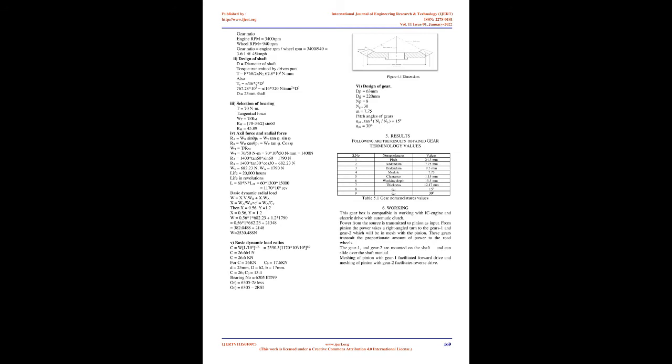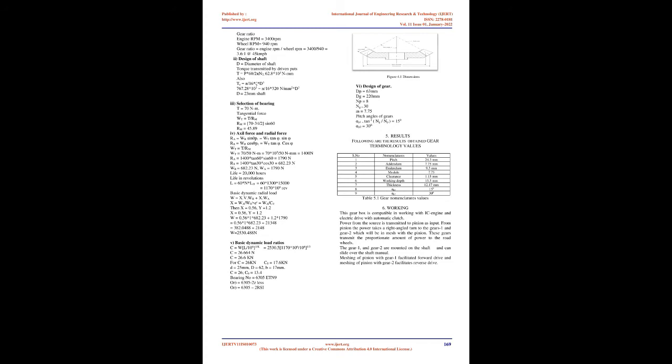2. Design of shaft. D equals diameter of shaft. Torque transmitted by driven shaft, T equals P into 60 slash 2 pi N2, 62.8103 Nmm. Also, T equals pi slash 16 D3. 767.28103 equals pi slash 16 into 320 N slash mm2 asterisk D3. D equals 23 mm shaft.